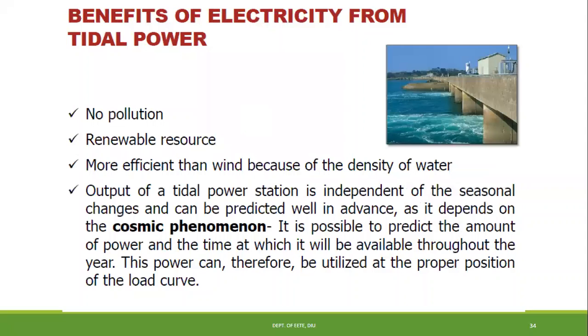So what are the benefits? There is no pollution, it's totally renewable, and it's more efficient because of the density of water, because the water density gives us that power. And we all know this is a cosmic phenomenon. The tide will happen, and we can predict that. After that time, the low tide will happen, and after that time the high tide will happen. So it gives us predictability, not like the wave, because waves are very irregular. We don't know how much wave will be there, but the tide is very regular.